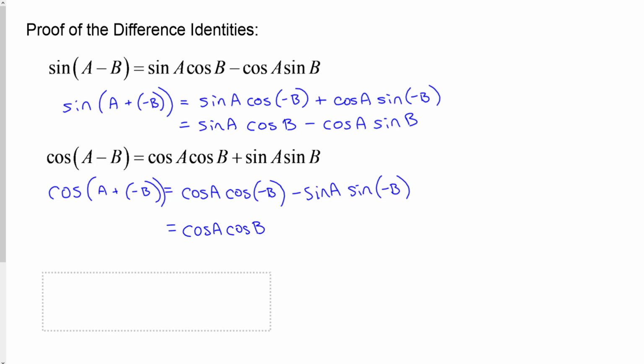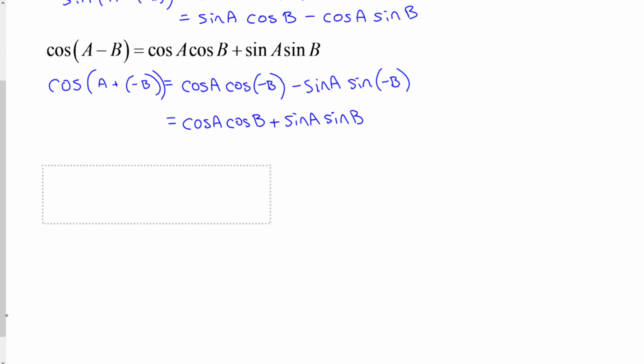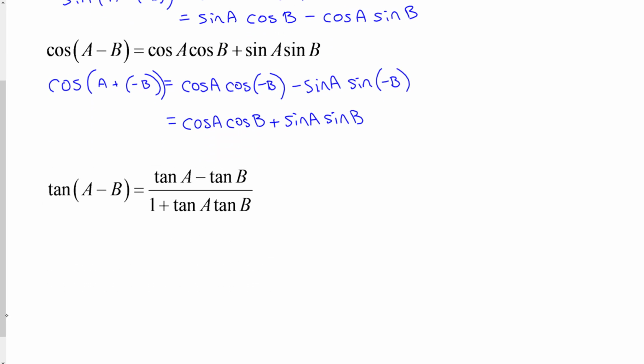Sine of a negative angle results in a negative, so it changes the sign in between, which becomes positive sine A, sine B. And lastly, for tangent, it works the exact same way. So I'll just do it quickly.